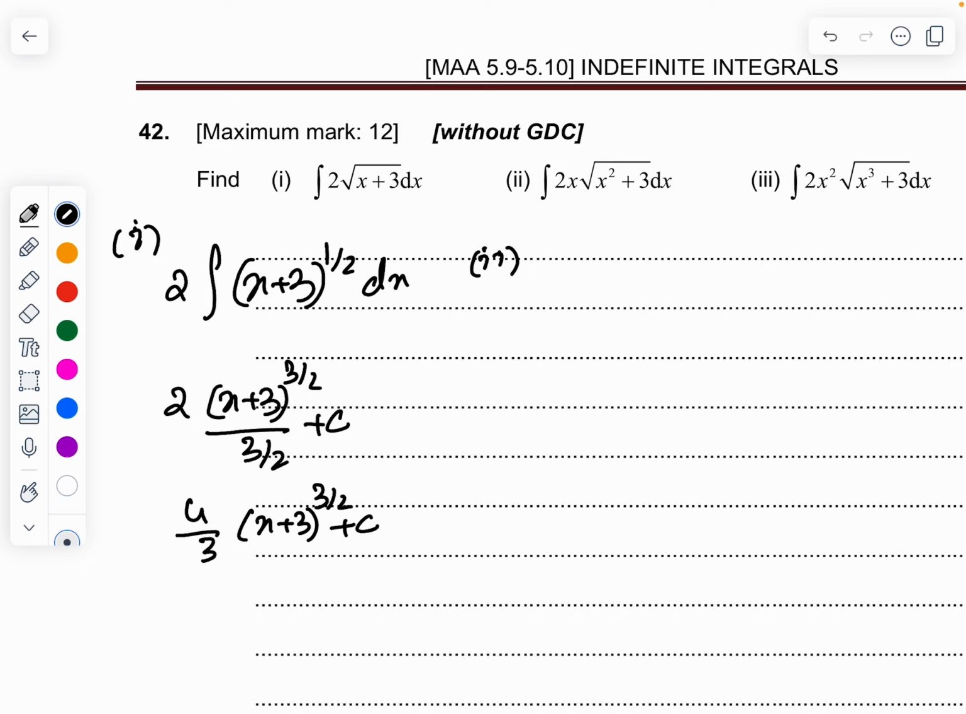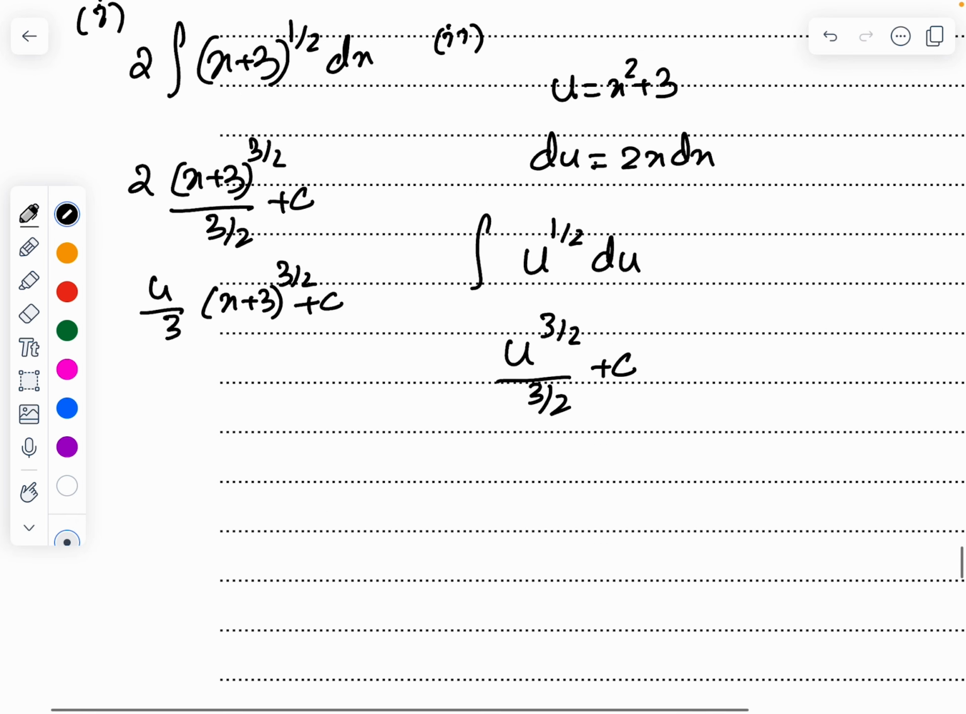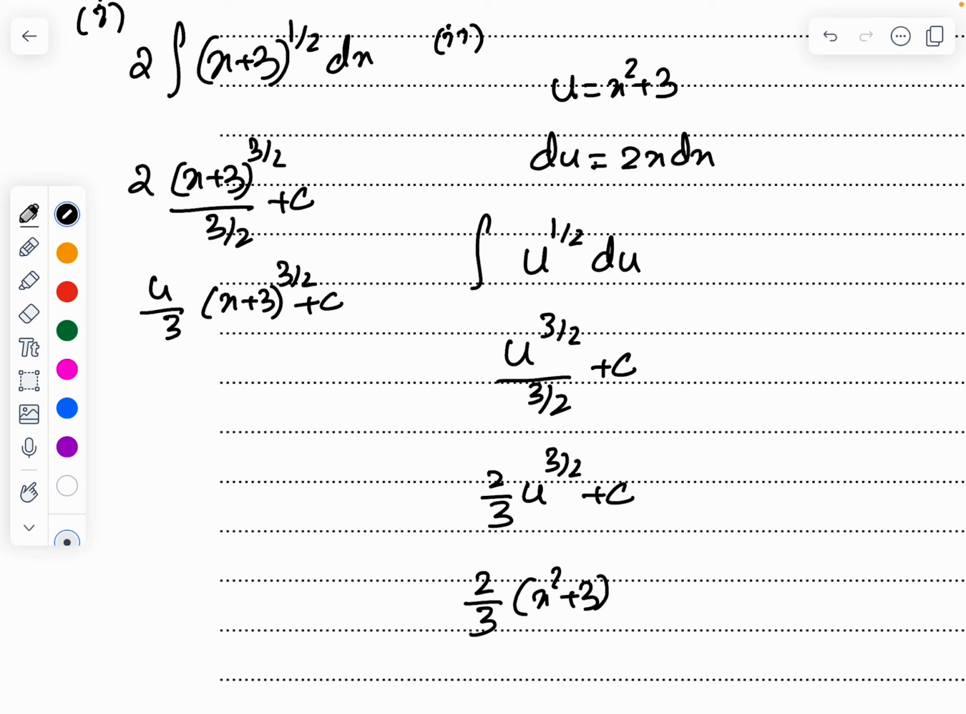For the second one, u equals x square plus 3. So du equals 2x dx. So 2x dx will become du. This will become u to the power of 1 by 2 du. It will become u power 3 upon 2 upon 3 upon 2 plus c. This will become 2 upon 3 u power 3 upon 2 plus c, so 2 upon 3 (x square plus 3) whole power 3 upon 2 plus c.